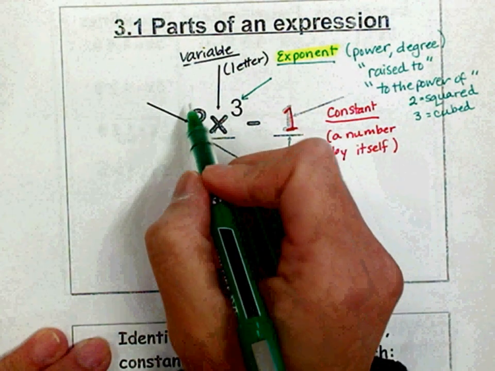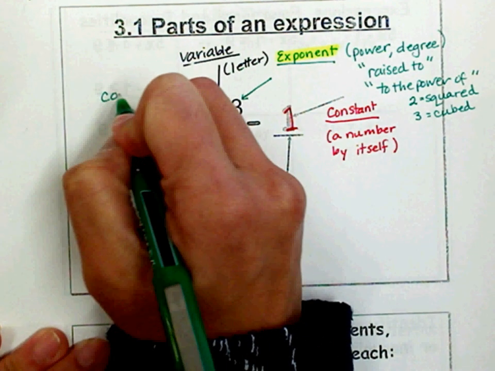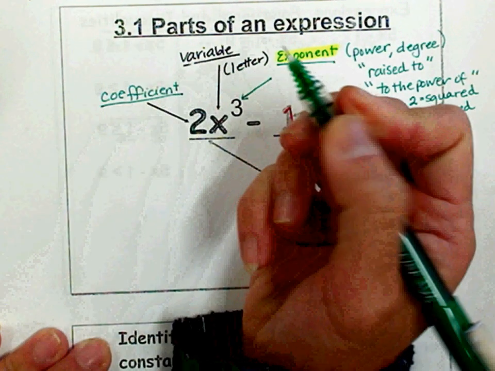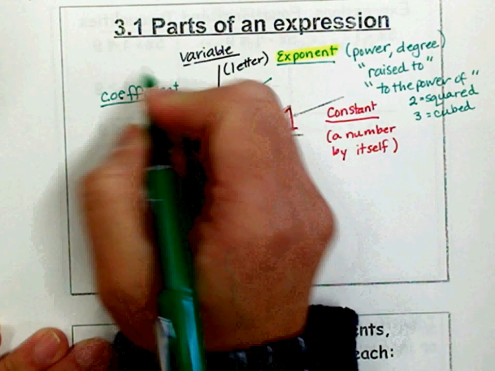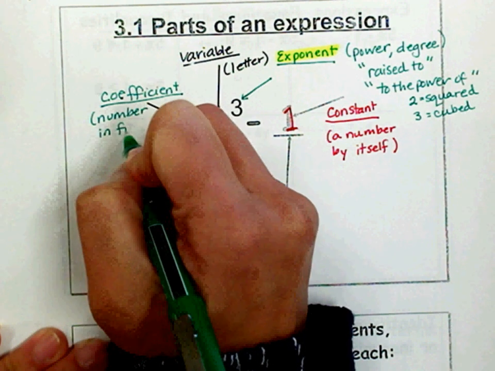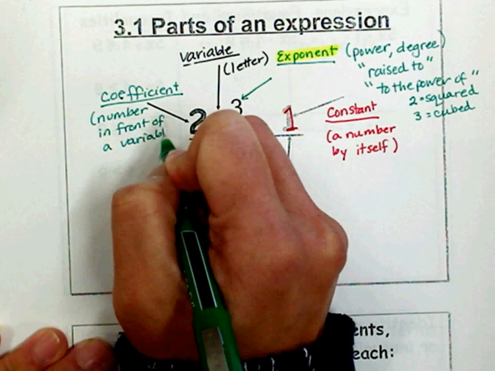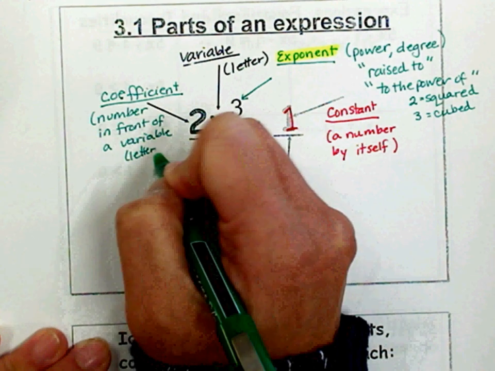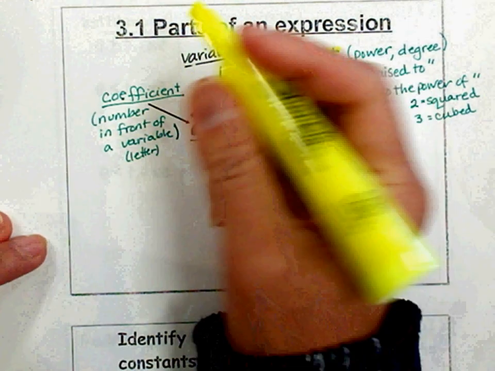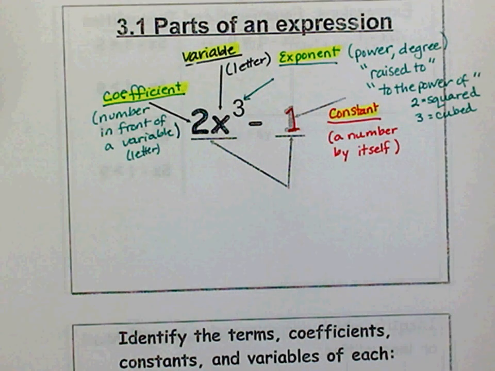Alrighty. You see this number 2 in front of a letter? That is called a coefficient. Coefficient. And that is a number in front of a variable, which is a letter. So it's just a number in front of a variable. So there you have your coefficient, there's your variable, and then there's your constant. Those are words I need you guys to learn.